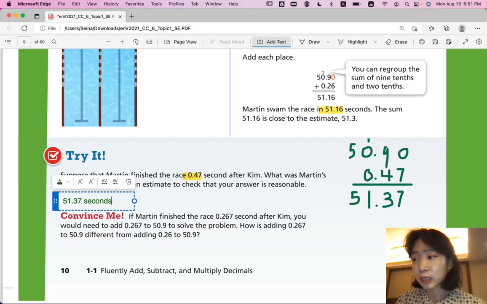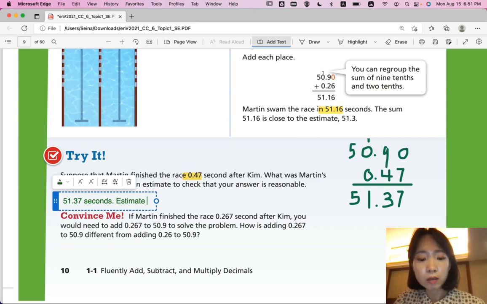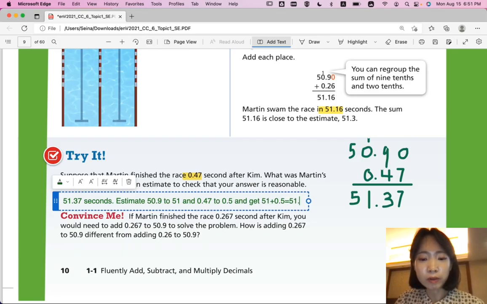51.37 seconds. And if you have estimated it, you can probably say estimate 50.9 to 51 and 0.47 to 0.5 and get 51 plus 0.5 is equal to 51.5.